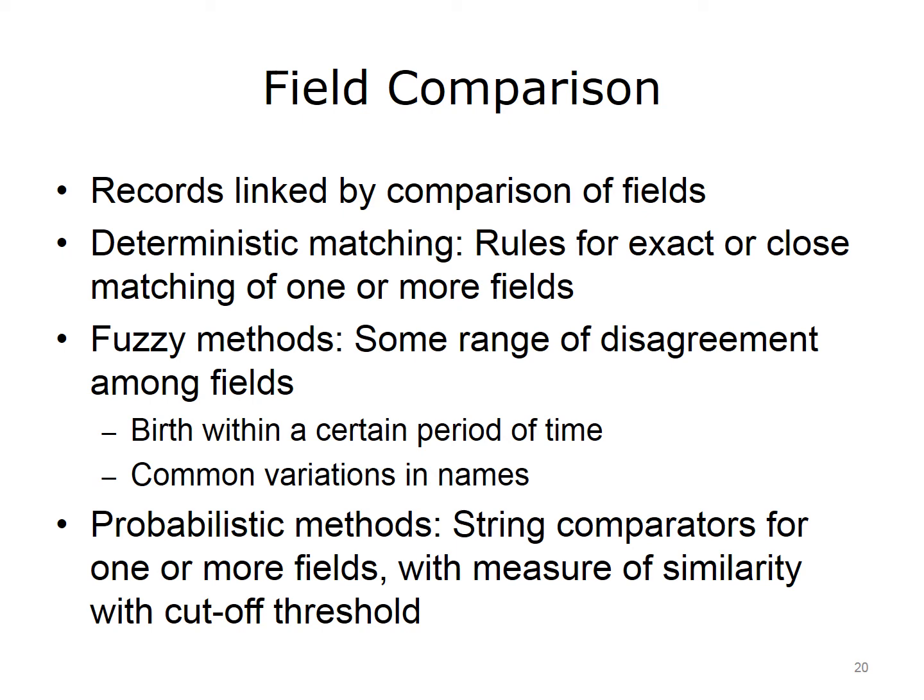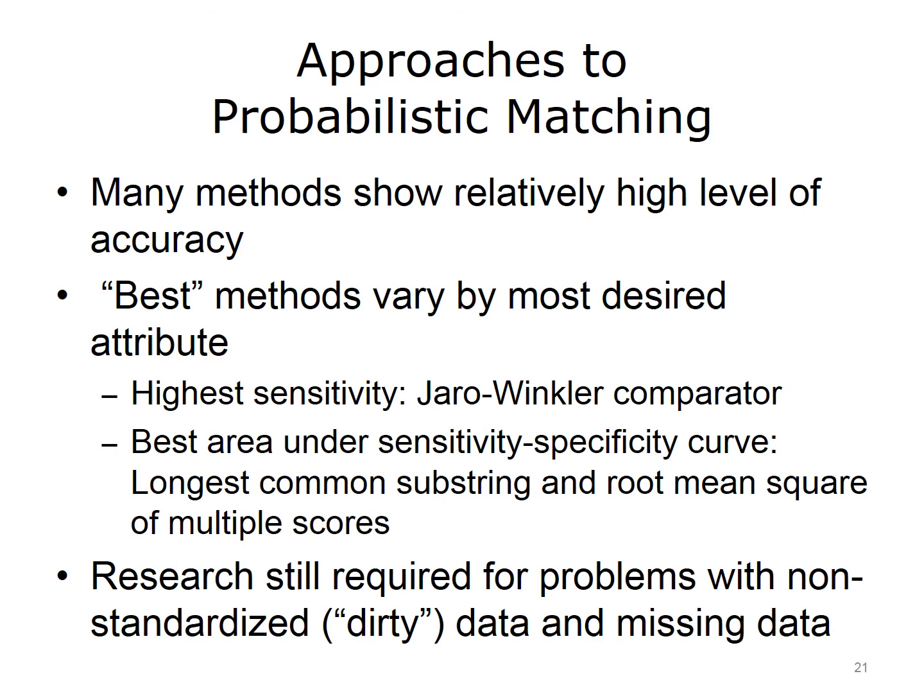There are also probabilistic methods that use string comparators for one or more fields, with some measure of similarity that has a cutoff threshold to designate whether or not there's a match. There's been a fair amount of research over the years to investigate different probabilistic matching methods, and some of these methods are used in operational situations, in particular in health information exchange. Many of these methods have relatively high levels of accuracy.